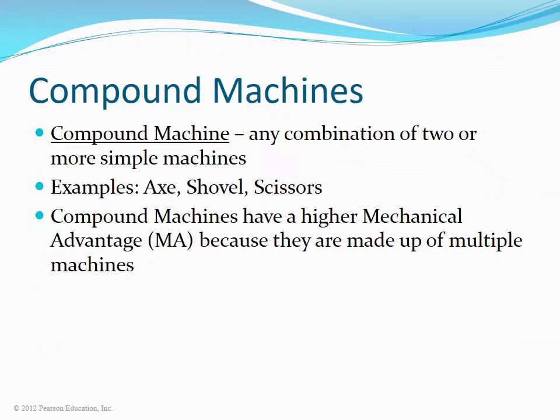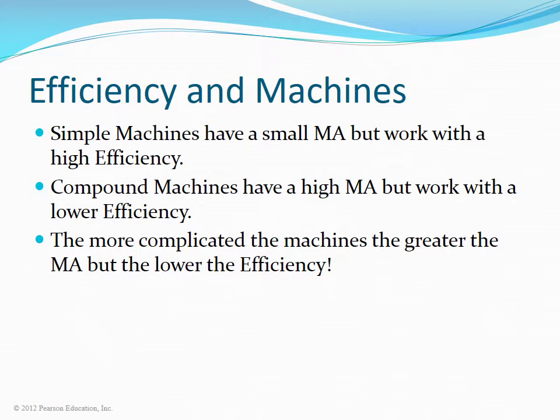A compound machine is any combination of two or more simple machines. Examples are an axe, a shovel, and scissors. Compound machines have a higher mechanical advantage because they are made of multiple machines. Simple machines have a small mechanical advantage, but work with a high efficiency. Compound machines have a high mechanical advantage, but work with a lower efficiency. The more complicated the machine is, the greater the mechanical advantage, but the lower the efficiency.